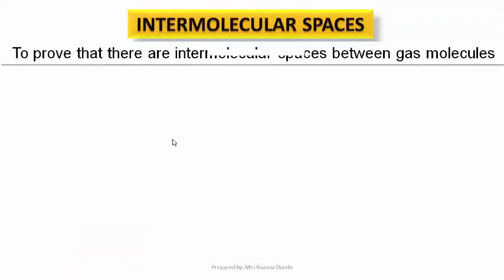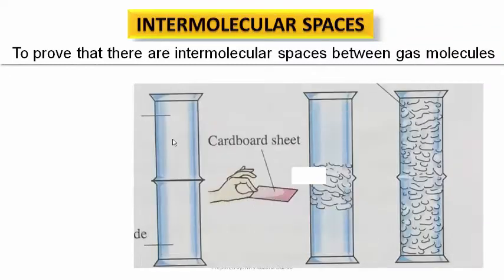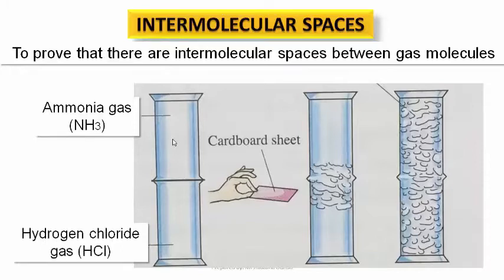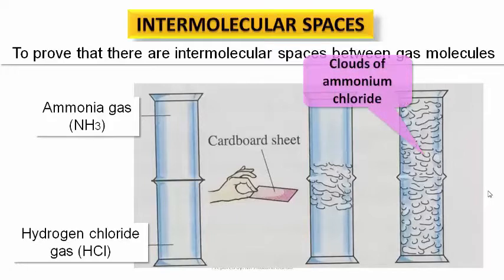Intermolecular spaces. To prove that there are intermolecular spaces between gas molecules, we make a simple experiment. We fill one graduated cylinder with ammonia gas, and then we invert it over another graduated cylinder which is filled with hydrogen chloride gas. The two cylinders are separated with a cardboard sheet. We remove the cardboard sheet, and what we observe is a white cloud of ammonium chloride, which is formed at the center, then diffuses and grows until it occupies all the space within the two cylinders.